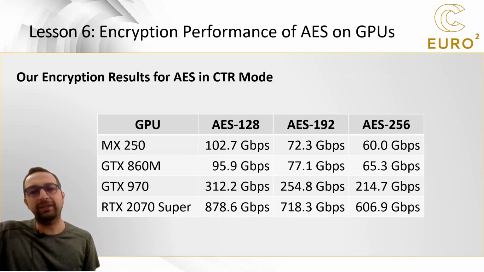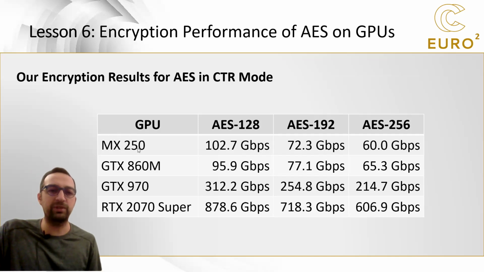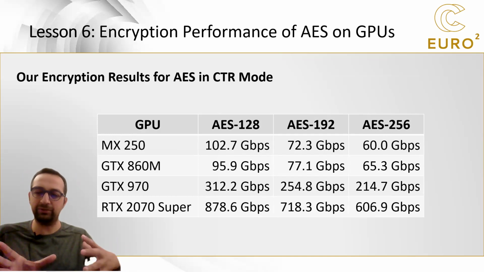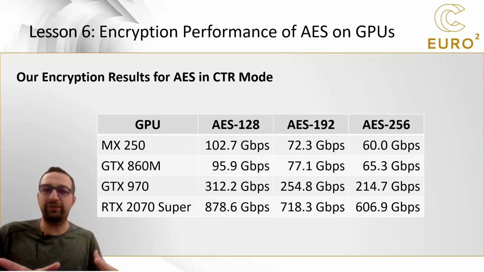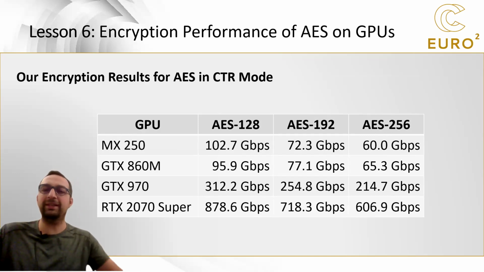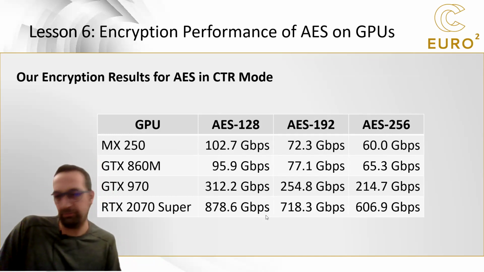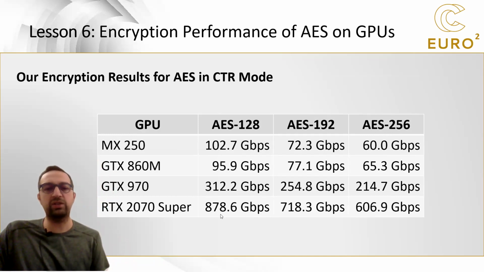But even if you look at the Ultrabook GPU, MX250, and even if you use AES with 256-bit keys, you achieve 60 gigabits per second. So this is a huge number. This also means that the encryption is free. That is, you wouldn't feel the encryption or decryption speeds because most of the time your hard disk read and write speeds are not this fast. But anyway, if you have a very good GPU, you achieve very high speed.